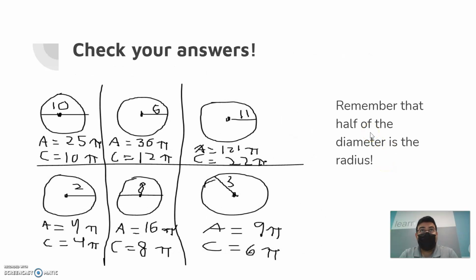All right, so now checking the answers. The area and circumference of the first circle is 25 pi and 10 pi. Remember that half of the diameter is the radius, so if you find the diameter but you're looking for the area, you have to put it in half. So for number 1, it's 10. Half of 10 is 5, so the radius is 5.